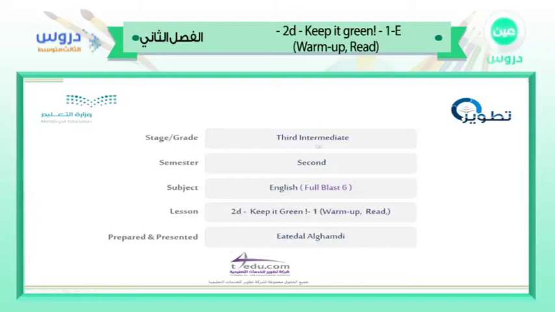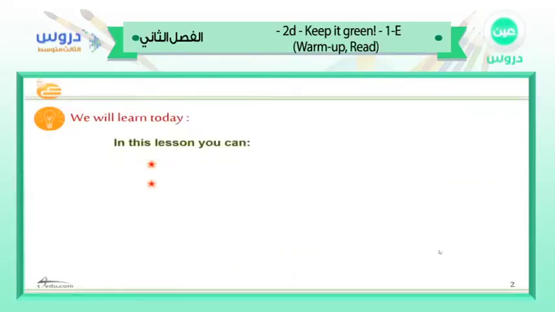This lesson is for the third intermediate, the second semester. The subject is English, Full Blast 6. The lesson is 2D, Keep it green. 1. Warm up and read. The lesson was prepared and will be presented by Mrs. I'tidal Al-Ghamdi. Now, today's objectives are: read for specific information.